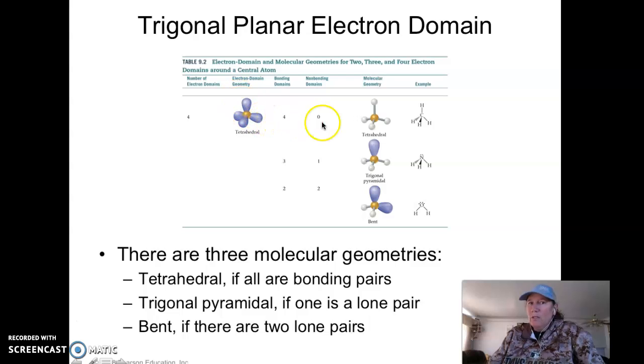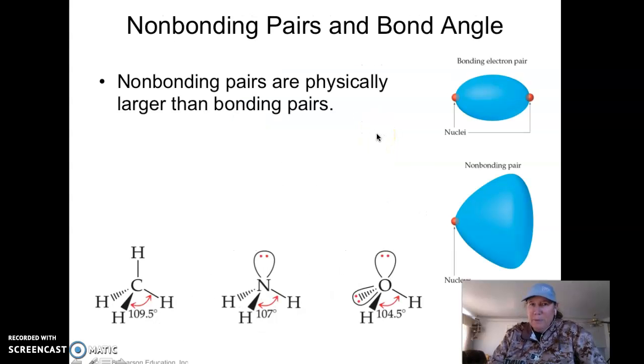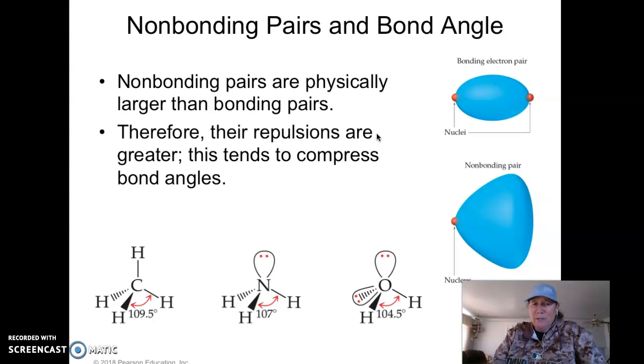So again, all you do is, when you draw it, look at the guy in the middle. 4 bonded to it, no lone pairs. 3 bonded to it, 1 lone pair. 2 bonded to it, 2 lone pairs, and that tells you the shape. So that's all you need to use is this part of the chart: the bonded, lone pairs, shape. And that's pretty much what this chapter is about. The non-bonding pairs have more repulsive power, so they push things closer together.